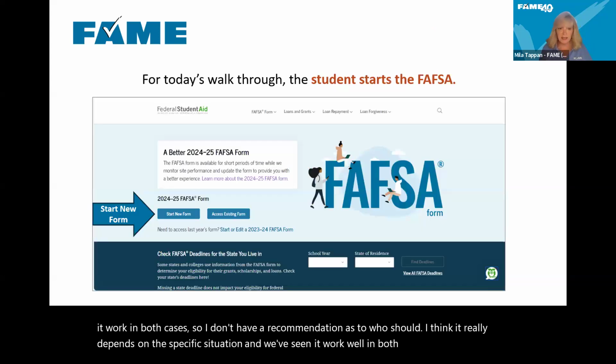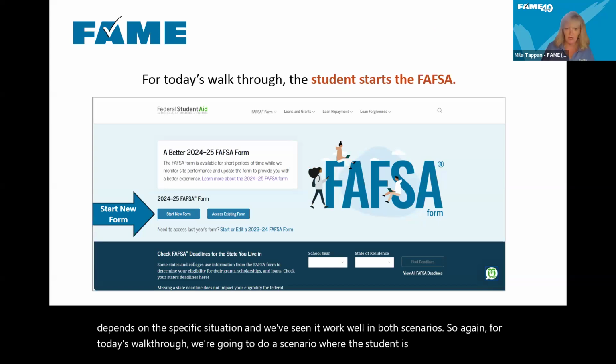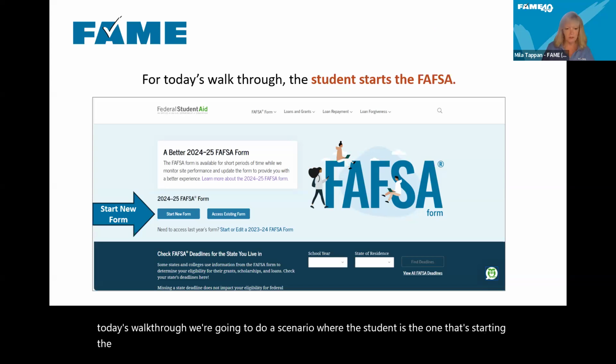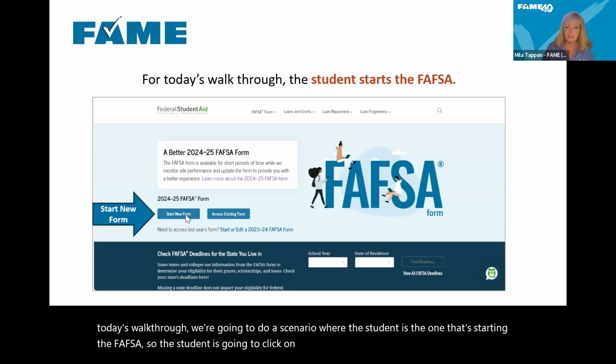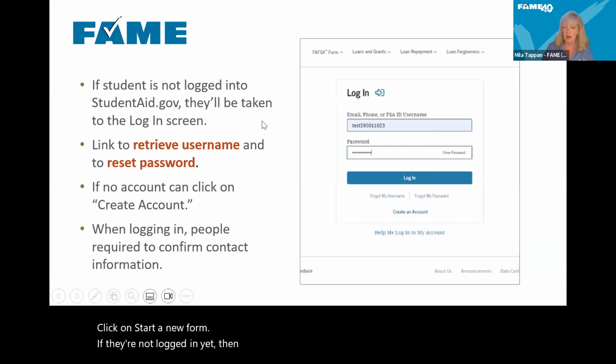So again, for today's walkthrough, we're going to do a scenario where the student is the one that's starting the FAFSA. So the student is going to click on, if they're already logged in, Start a New Form. If they're not logged in yet, then they'll be taken to studentaid.gov and see this login screen.